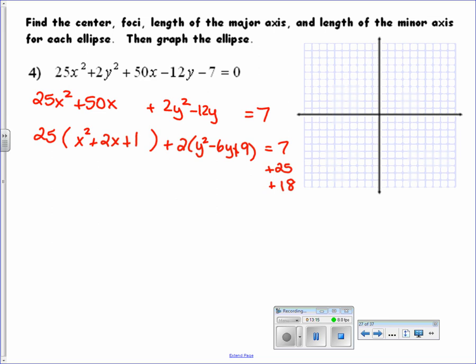Okay, so then I've got 25, let's factor this, so this would be x plus 1. Take out a 2 and factor this, so that would be y minus 3. And then I'm going to add this up and I'm going to get 50. Are we good so far? Okay, now remember all ellipses though don't equal 50. What do they equal? 1. So what do I have to divide by to make 50 become 1? 50. But if I divide that side by 50, I got to do the other side by 50. So everything gets divided by 50.